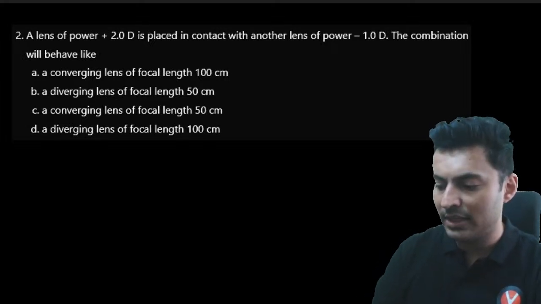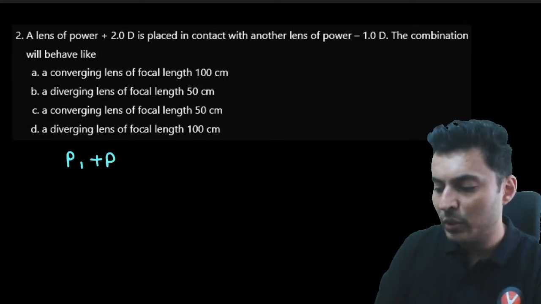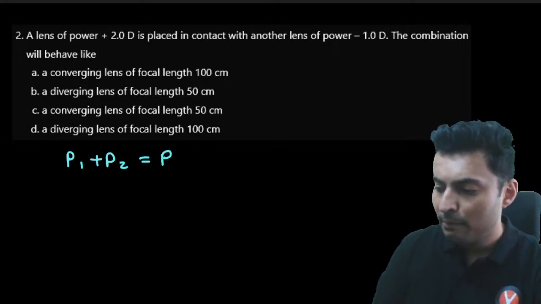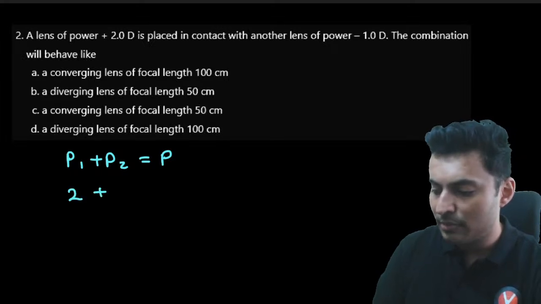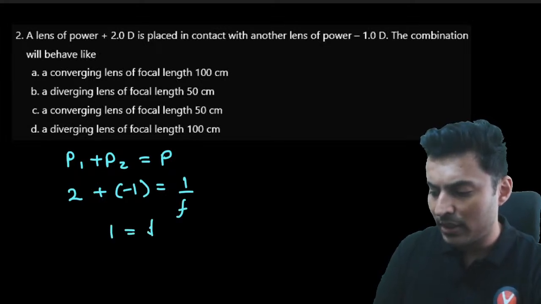Whenever you have a combination of lenses, remember the powers get added. So P1 plus P2 will be the total power. P1 is 2, P2 is minus 1, so that is the net power. The net power is 1 by F, so it will be just 1 by F over here.